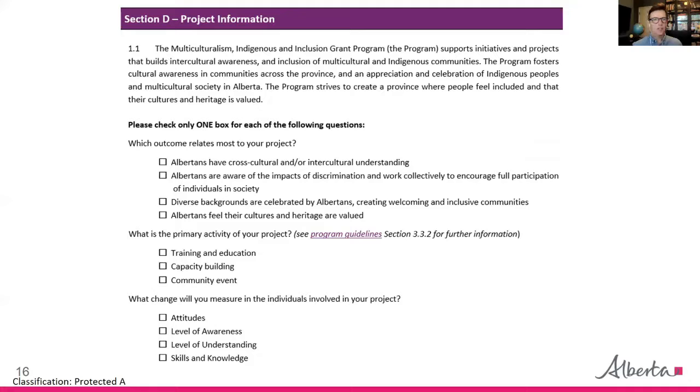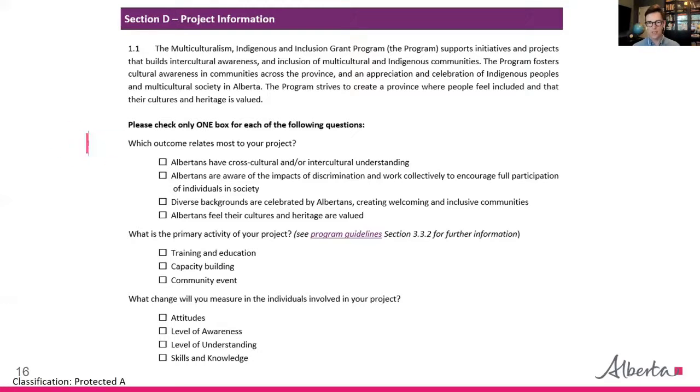So now we're at section D. This section is your opportunity to provide more detailed information to us about your project. The first part of section D asks you 3 questions: the outcome of your project, the project type, and the change you hope to see in individuals who were involved.